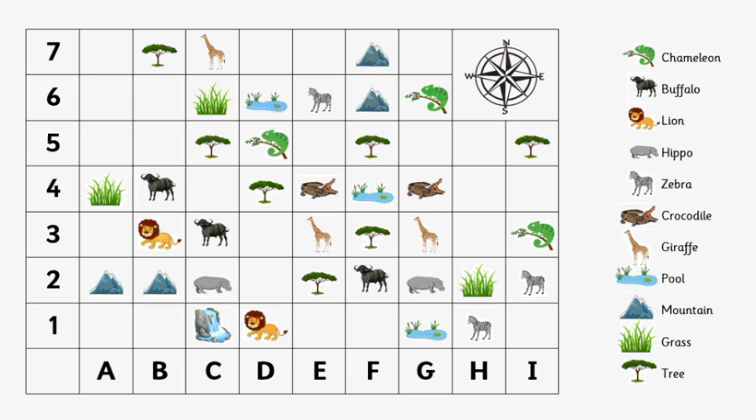We're going to move on to our third example. So let's start in box D3. D3, find D3. Get your compass ready. Make a quarter turn anti-clockwise and go forward 1 space. What animal have you landed on? Make a quarter turn anti-clockwise and go forward 1 space. What animal have you landed on?